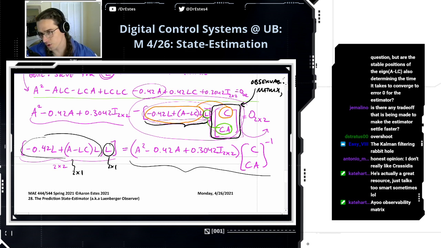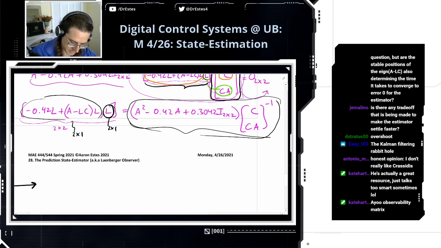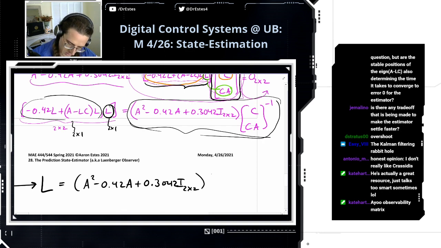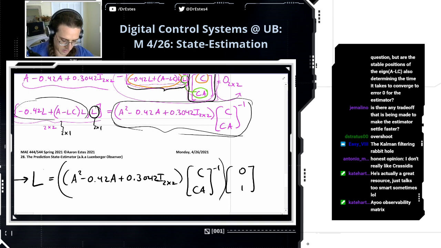So the way to interpret this is the L matrix is going to be the rightmost column of this matrix when you multiply it out. So the way to extract the rightmost column of this, I'm going to say L by itself is going to be equal to this thing up above, 2x2 times the inverse of the controllability matrix. And then if you multiply this by 0, 1, it'll pull the rightmost column out of it. And all you're going to be left with is L.